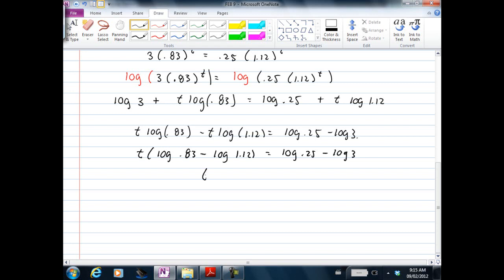Divide. And you're going to have this nasty equation. Take a minute, punch it in your calculator right now. When you do, compare it with the answer in the back. It should be the exact same thing.